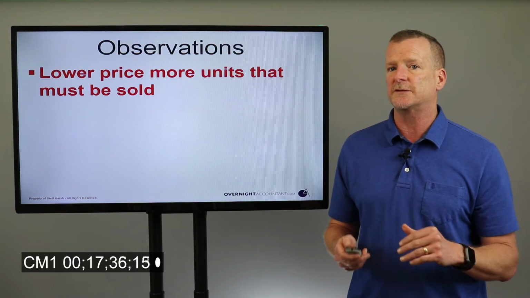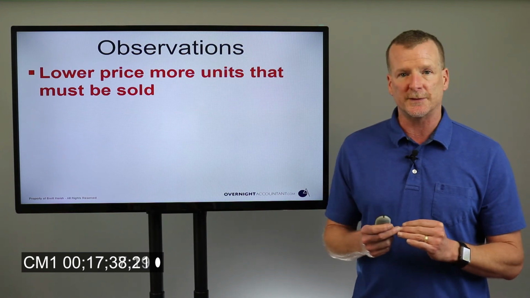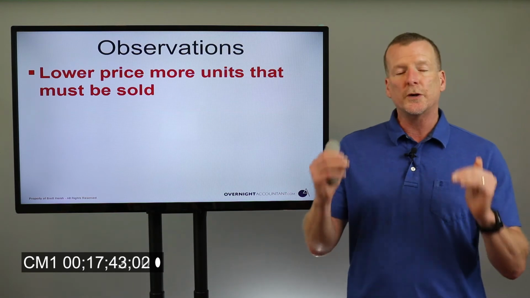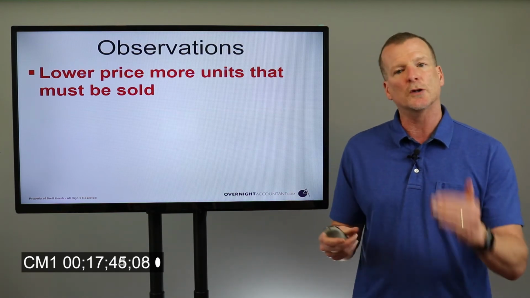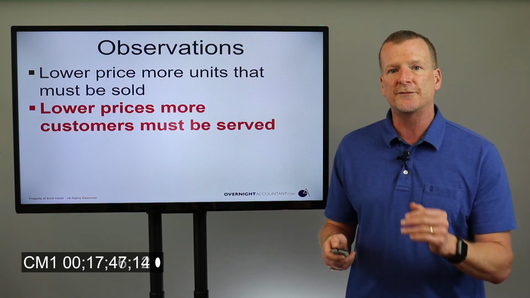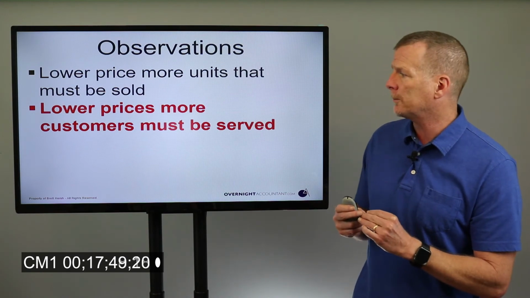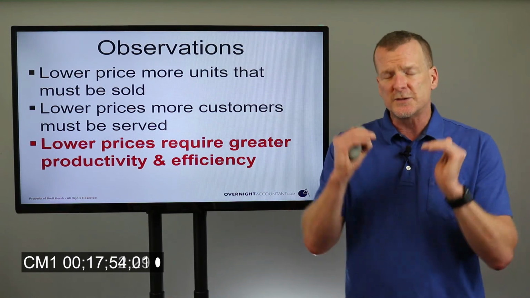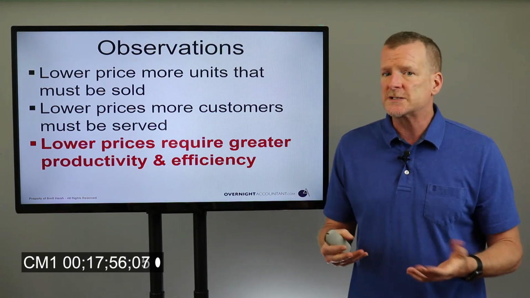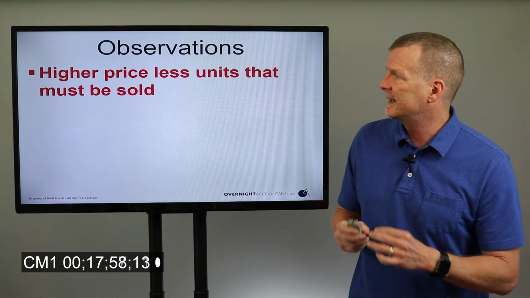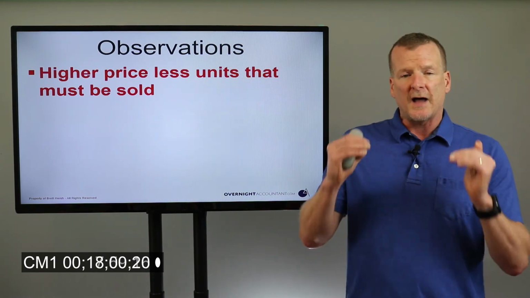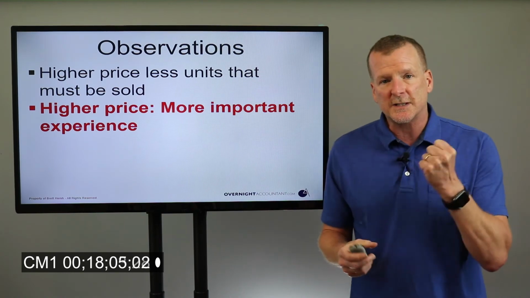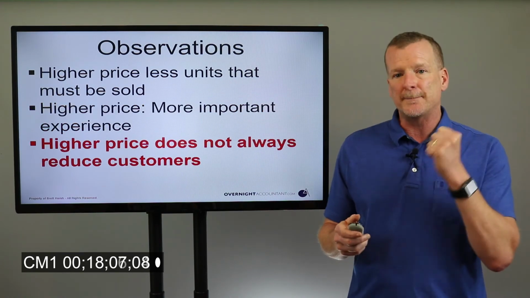So let's make a couple observations here about the relationship between price and quantity. Lower prices mean more units must be sold. That kind of makes sense, but the lower your price, the more units must be sold. Now think about that. That means with lower prices, the more customers you have to serve. So that basically means you're dealing with more customers. Lower prices require greater productivity and efficiency. The higher the price you charge, the fewer units that must be sold, but the customer experience becomes much more important.